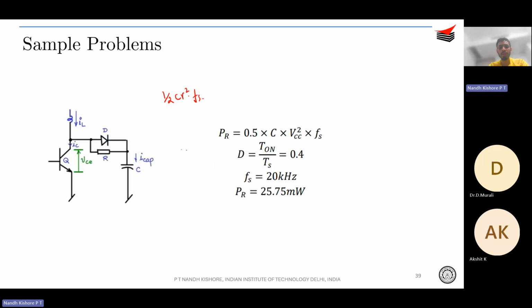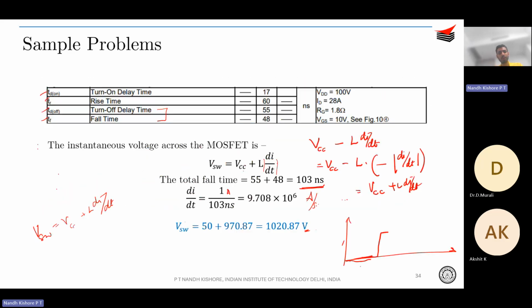half CV square into F. Okay, so that's what you are substituting over here again, right? So F is known and your duty is simply 0.4. So you substitute, you know what is C, you know what is VCC and you know what is FS, you get what is PR. Okay, half CV square into FS. Okay, so did you guys understand this particular problem set?